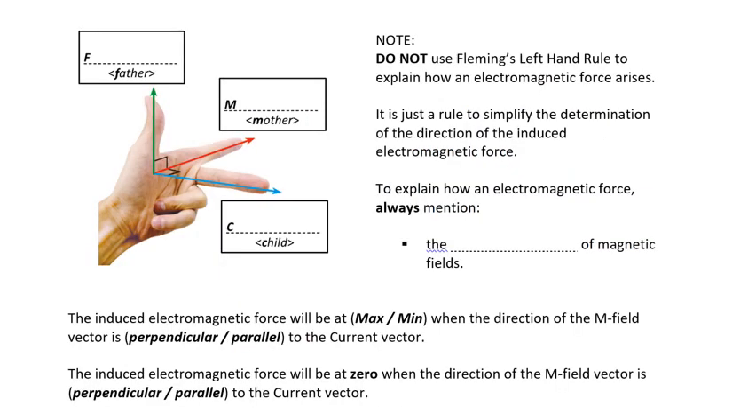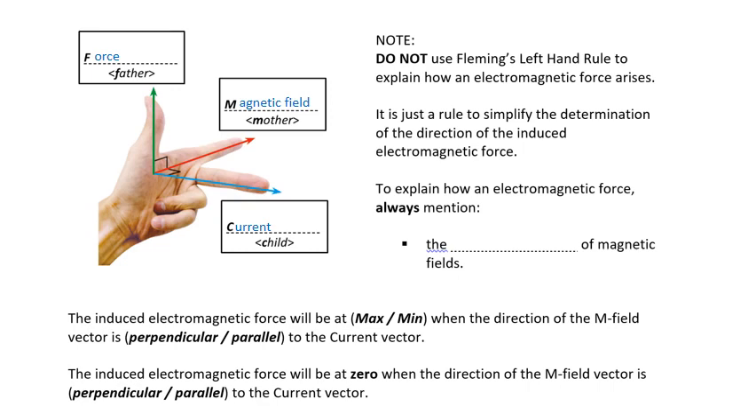So now we'll take a look at how Fleming's left-hand rule can be used to determine all the directions that we need for our questions in the exam. First things first, we need to label our thumb and fingers. For our thumb, this is the direction of the induced force. For the index finger, this is the direction of the magnetic field. And finally, the middle finger indicates the direction of the current.